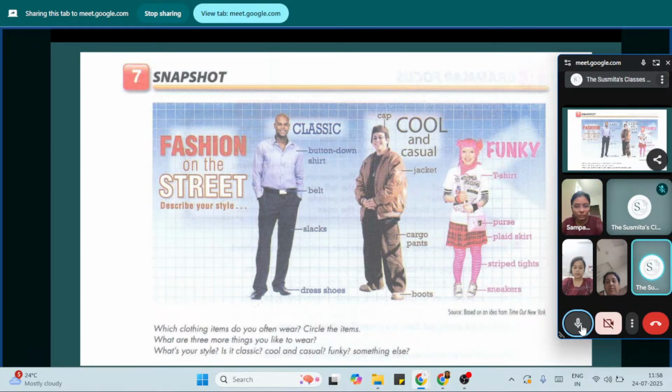Sampada, you can start. I like to wear a watch. Okay. I also like to wear saris. I wear sari in family functions.